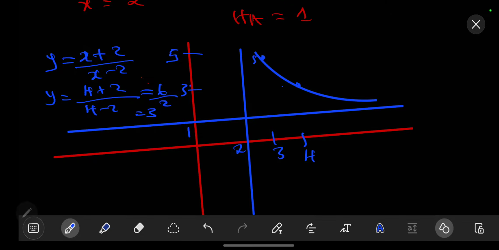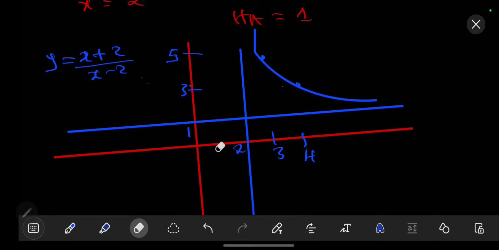Let's look at the behavior of the coordinates as I go to the left of the asymptote. Let's say here at 0 and here at 1. Let me begin with 1. If I have 1, I'll put y should be equal to 1 plus 2 over 1 minus 2, which will give me a value that is equal to 3 over negative 1, which is negative 3. So if I have 1, I'll have negative 3. Let's say my negative 3 is here.